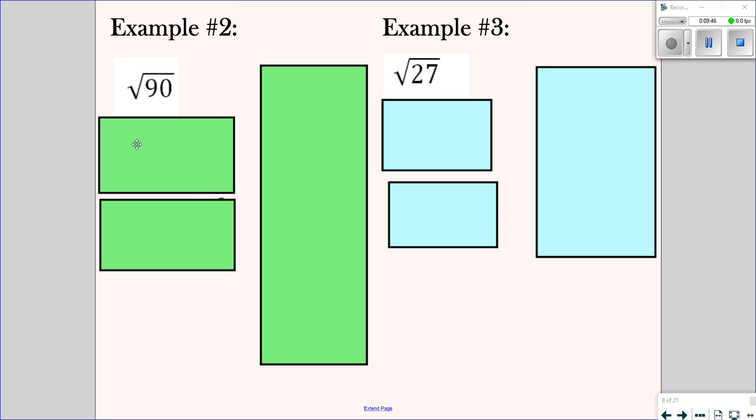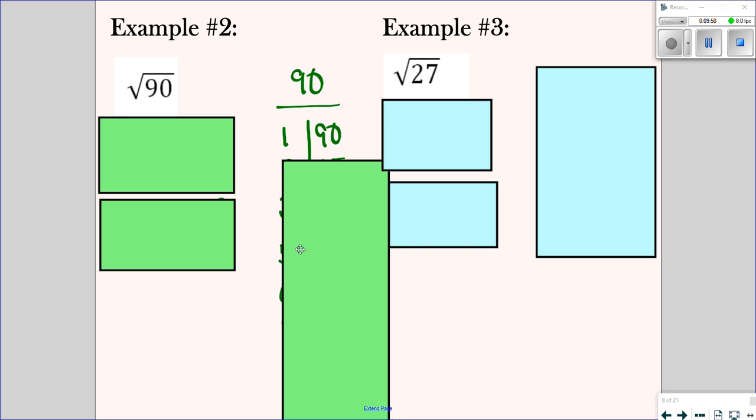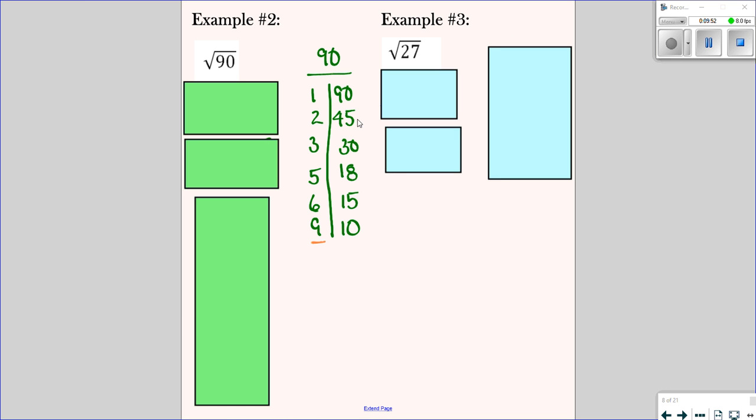All right, let's look at the second example and the third example. So we need to find the square root of 90. So the first thing we need to do is find the factors of 90. So they're all written down there. And now you need to find which greater factor will give us a perfect square.